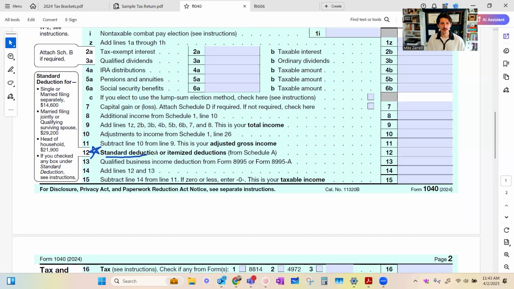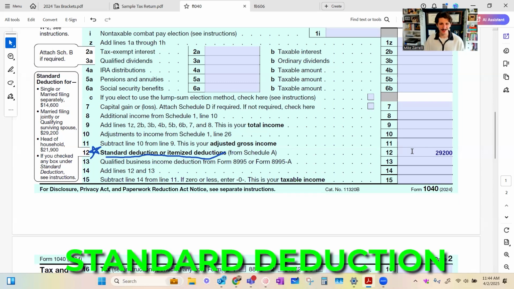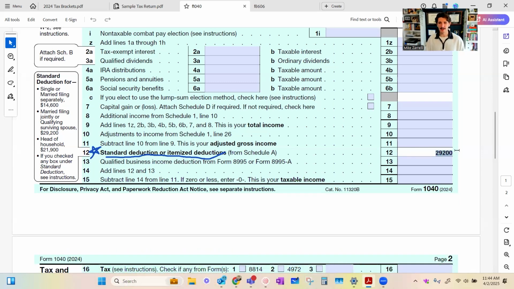So, standard deduction or itemized deduction. Now in 2024, for a married filing jointly couple, the standard deduction was $29,200. So if you see a very nice even number like $29,200, a lot of times you took the standard deduction. Now, if you itemize deductions, one, it has to be higher than that threshold. And two, it may be a little bit of an odd number. Maybe it was $31,230, something a little less clean. That would indicate to me that maybe you itemize deductions.